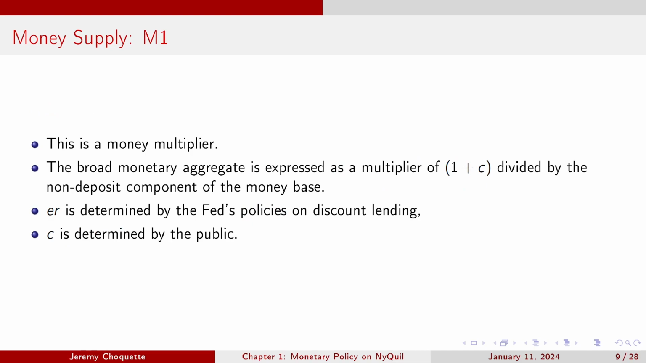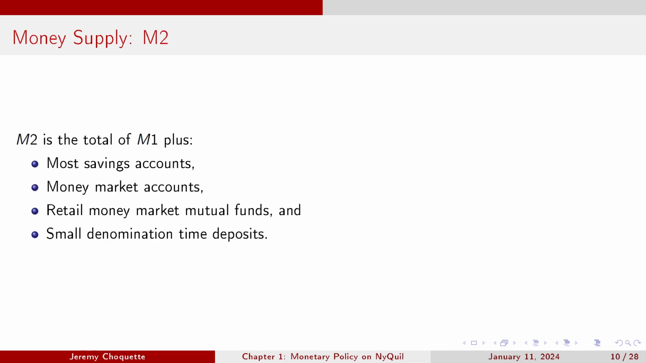So this is a money multiplier, and it's a broad monetary aggregate expressed as a multiplier of 1 plus that currency component divided by the non-deposit component of the money base. And ER is excess reserve, at least was, determined by the Fed's policies on discount lending, and then currency would be determined by the public. How much cash do people want to be able to carry around? How much cash do they feel comfortable carrying around?